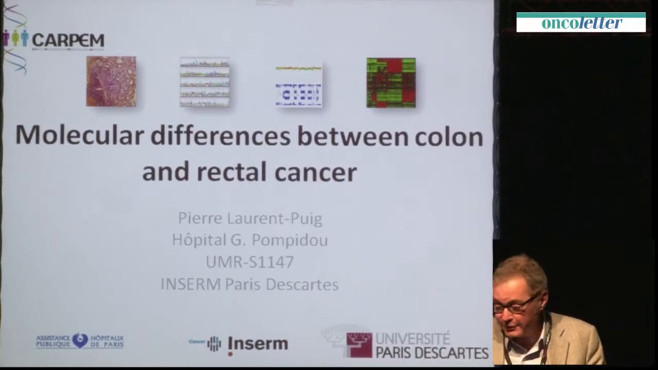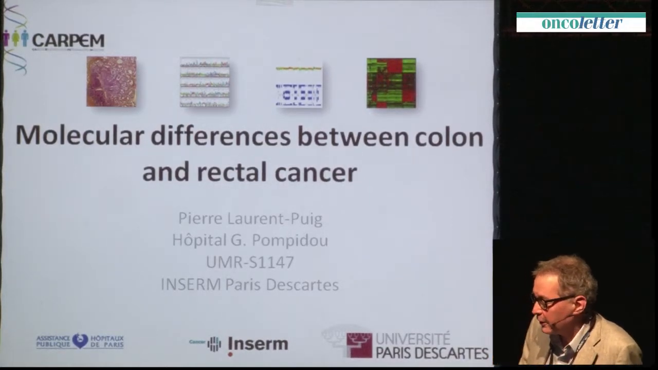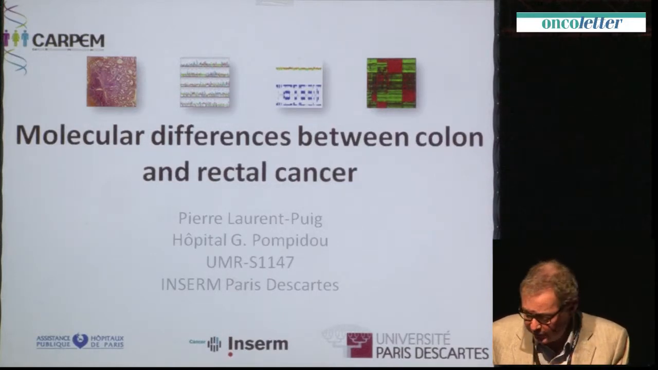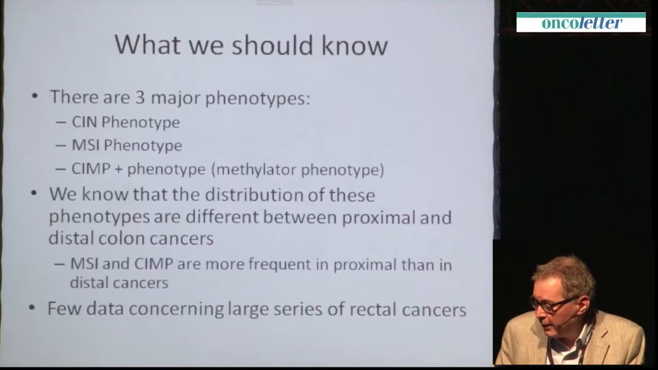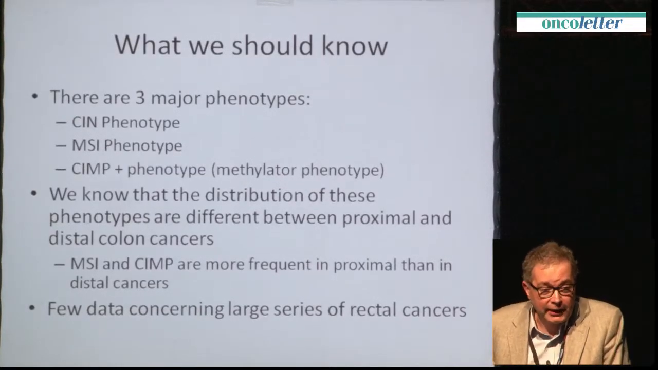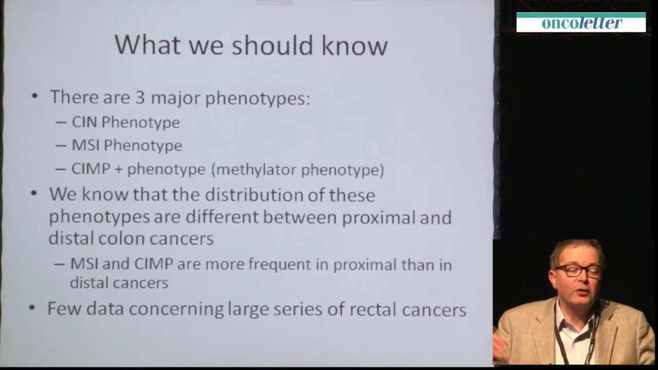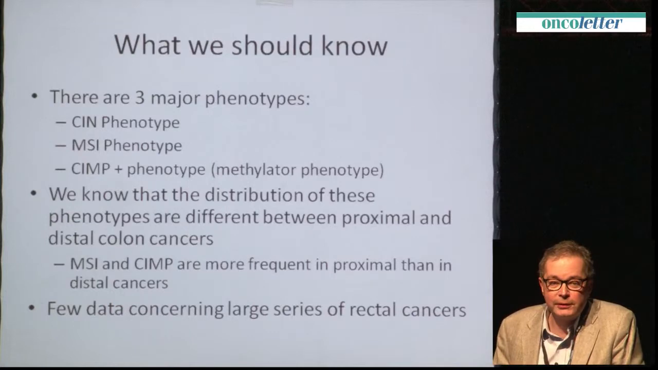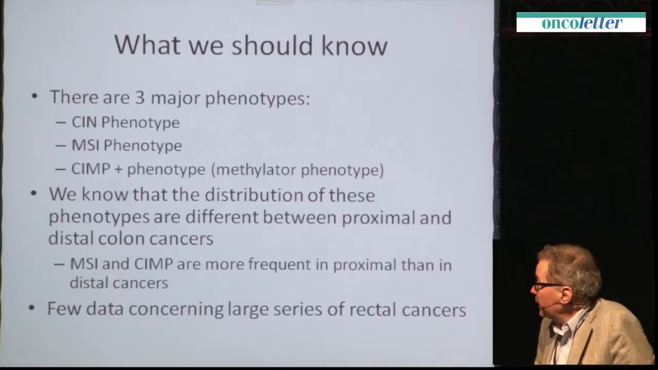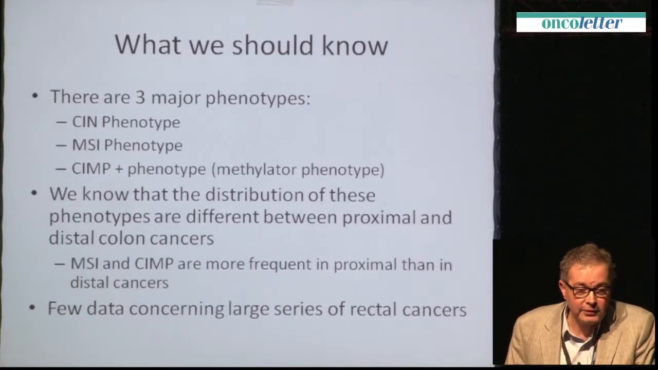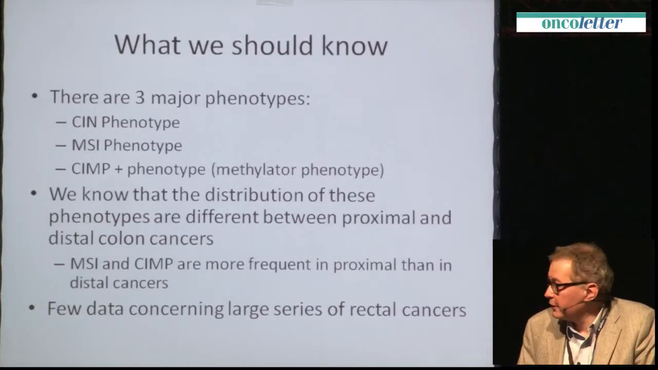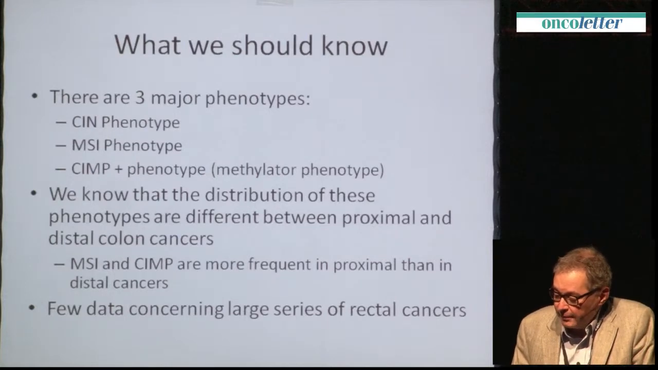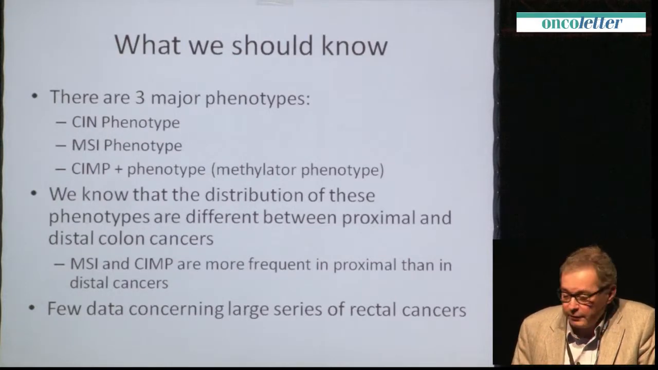The title is Molecular Difference Between Colon and Rectal Cancer, and in fact, there are few data in the literature on that. There are three major phenotypes if we consider colorectal cancer. There is the CIN phenotype, chromosomal instability. There is the MSI phenotype, microsatellite instability. And the third is the CIMP phenotype, which means hypermethylation phenotype.